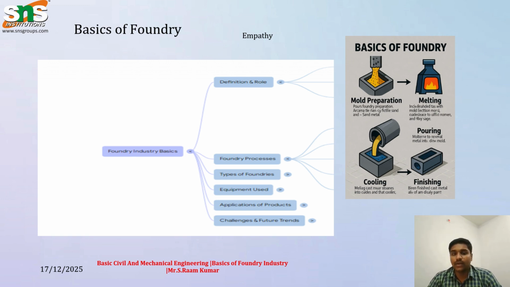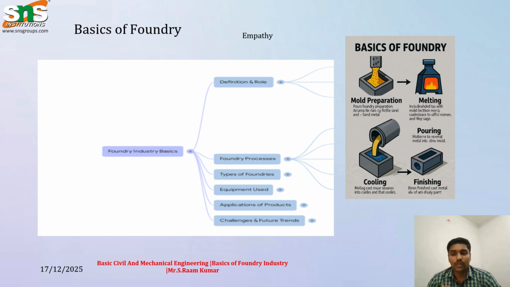Then the second topic will be types of foundries, the third will be equipment used, the fourth will be applications of the product, and the last will be challenges and future threats. For developing a product using the foundry, in the basic flow chart, the foundry can be developed by using a mold preparation. Then the metal will be heated or melted, then poured into the cast through which the shape is carried out for developing the product. So these are the four major processes through which the foundry can be easily understood.